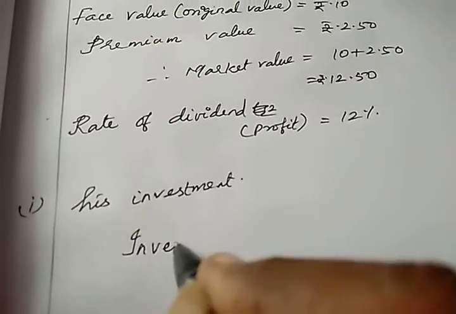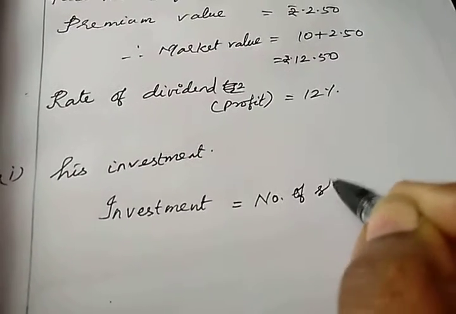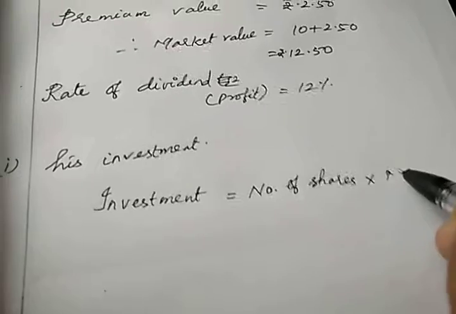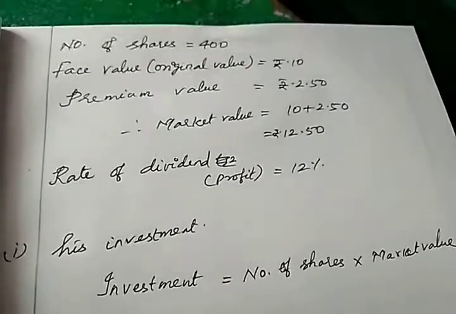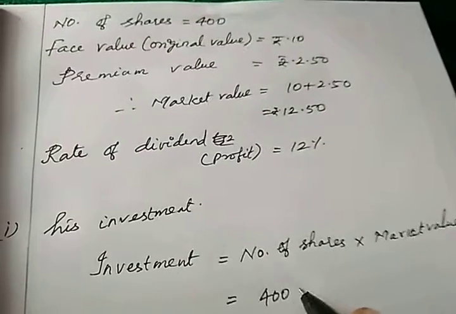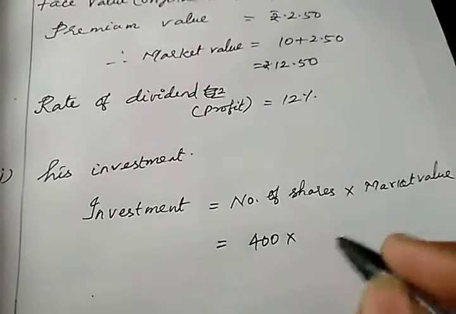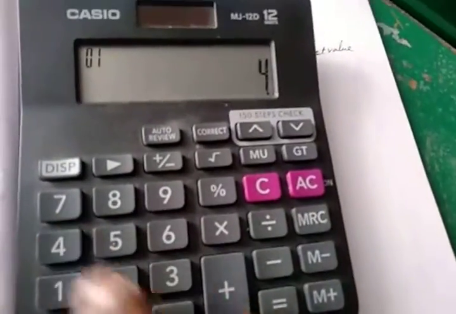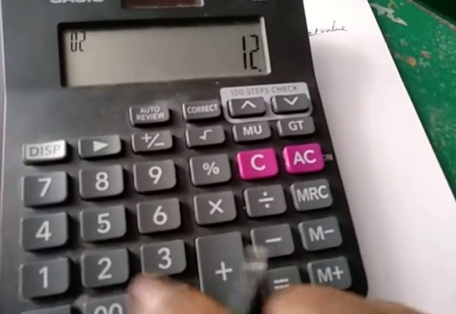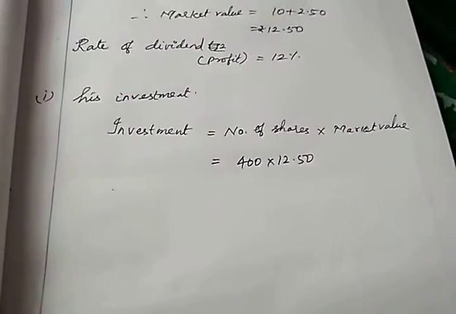First sum is to find his investment. Investment is equal to number of shares into market value. Number of shares is 400 and market value is, you can sell a share at a rate of 12 rupees 50 paise. So 400 into 12.50. You will get 5,000 rupees. So 5,000 rupees is his investment.